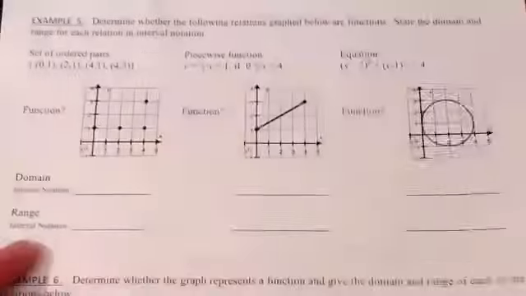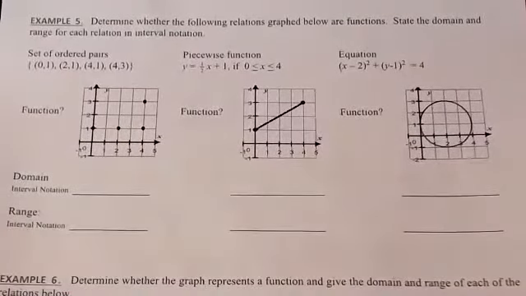Okay, example 5. We're going to determine whether the following relations graphed below are functions. So same exact idea, we're just going to think about what's happening. The cool thing with these is we can essentially draw vertical lines at a bunch of places and just see what happens. Does it fail, does it pass, etc. We're then going to state the domain and range for each relation, of course, in interval notation.